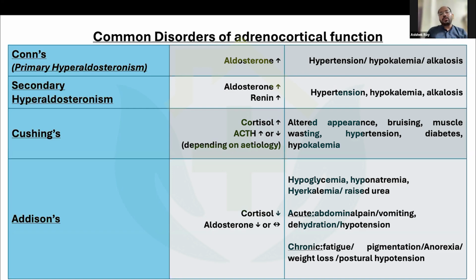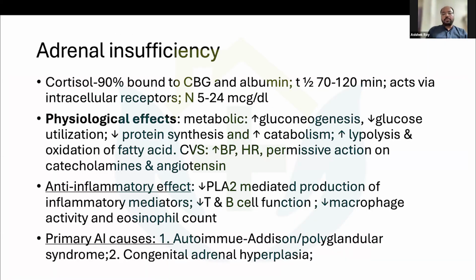You can have hypercortisolism, where you have Cushing syndrome, characterized by an array of clinical features, which I'll be discussing, and Addison's disease. That's a primary cortisol deficiency, from either the pituitary or the gland itself, and the clinical features again are varied. So I'll come first to the discussion on adrenal insufficiency itself.